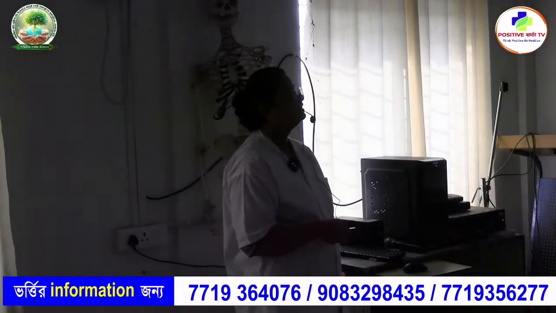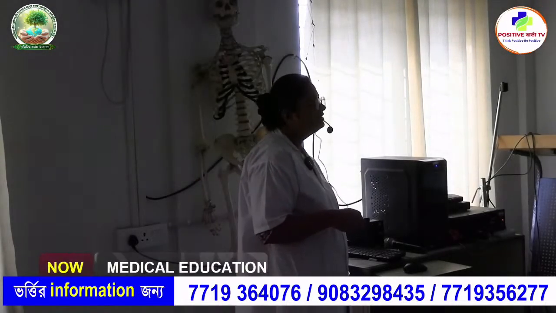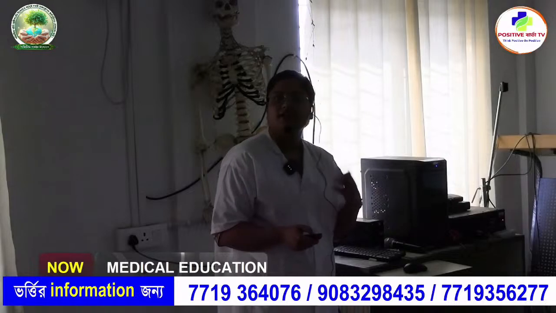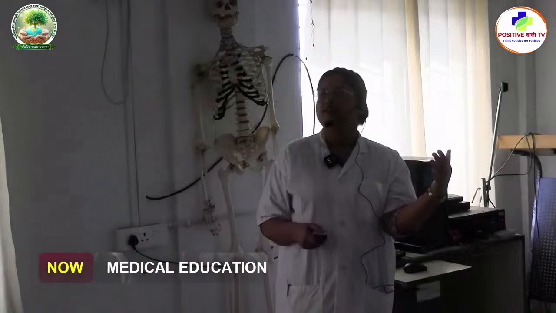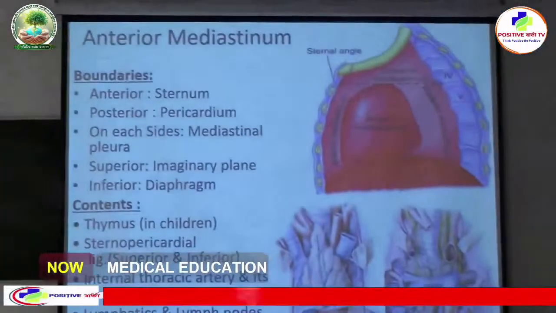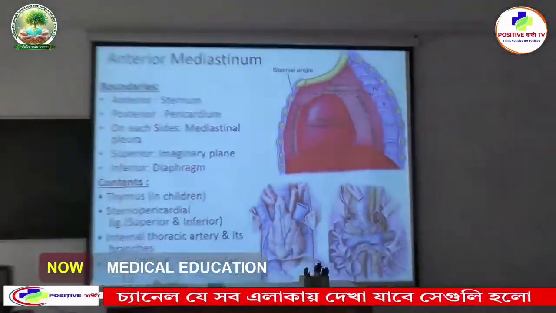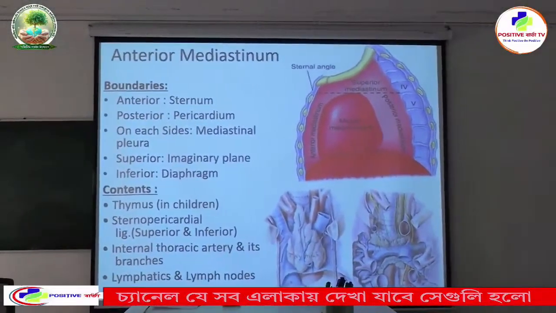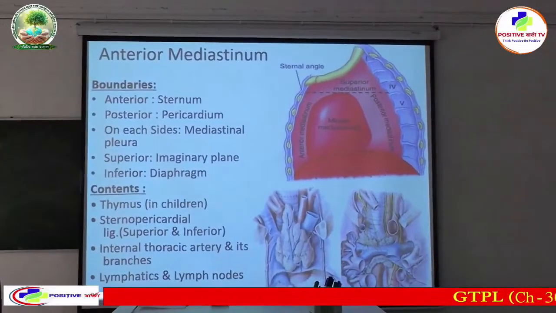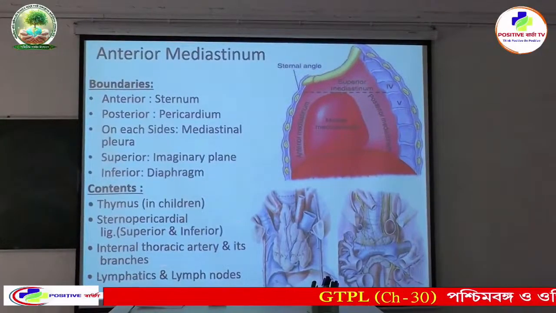Contents of the anterior mediastinum: thymus gland in children, which is replaced by fatty tissues in adults; sternopericardial ligaments. This is connecting the sternum with the pericardium. There are two sternopericardial ligaments, superior and inferior. There is the internal thoracic artery and its branches. Its branches are the pericardiophrenic and musculophrenic, it is dividing into two branches. Lymphatics and lymph nodes. All these are contents of the anterior mediastinum.